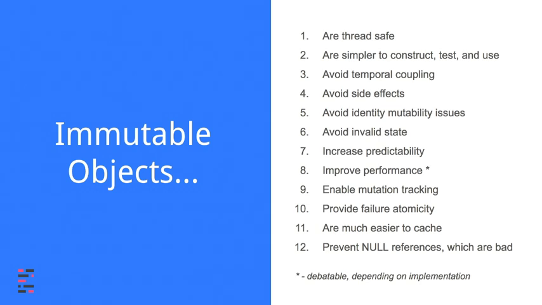Here's the really contentious one that everyone debates: they improve performance. And then the question becomes, what is performance? Is it the performance of the machine we're working on, or the performance of our team of developers? Oracle is very opinionated on this. They enable mutation tracking, so you get told when something changes, or at least you can very easily identify it. They provide failure atomicity, also another scary term. We're also going to be talking about that one. That's number two. They're much easier to cache because you're not ending up with stale data in the cache.